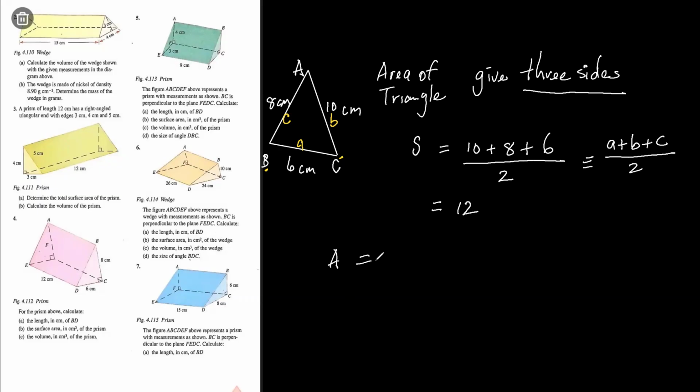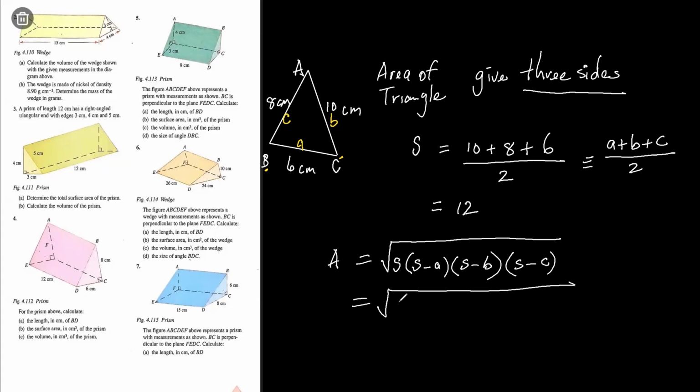So the area of the triangle is equal to the square root of S, which is 12, times S minus A. We could start with the biggest one, even though A is 6 here, we could just start with S minus 10, multiplied by S minus B, multiplied by S minus C. I disregard the ABC and just put S, which is 12, multiplied by 12 minus 10, multiplied by 12 minus 8, multiplied by 12 minus 6. Anybody lost?